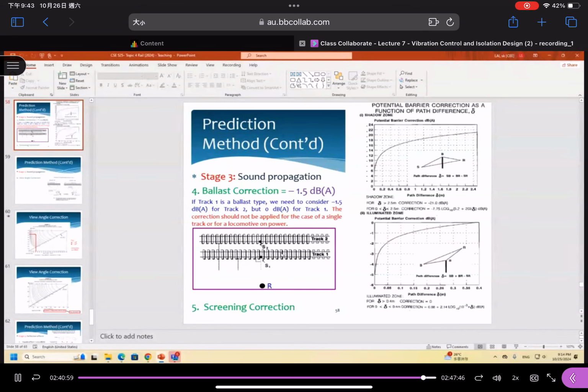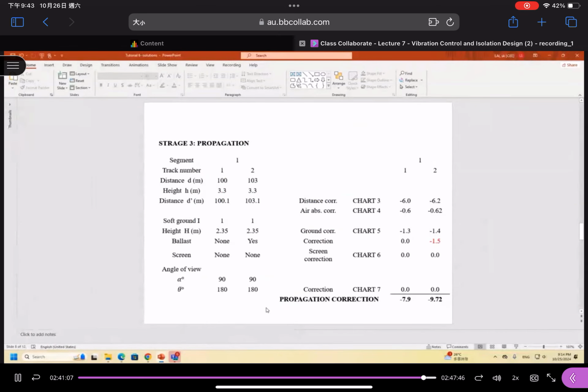But for track number 1, no correction. So when we go back to this one, you can see that none of the correction factors should be applied on track number 1, but minus 1.5 dBA should be applied for track number 2 in this case. I repeat again, if track number 1 is non-Border's type, for track number 2 we do not need to apply minus 1.5. The only condition is that track number 1 must be a Border's type.